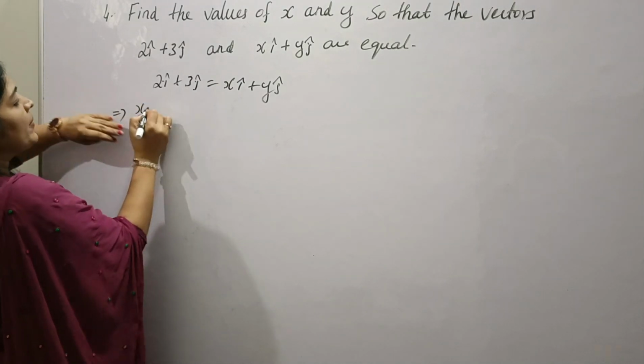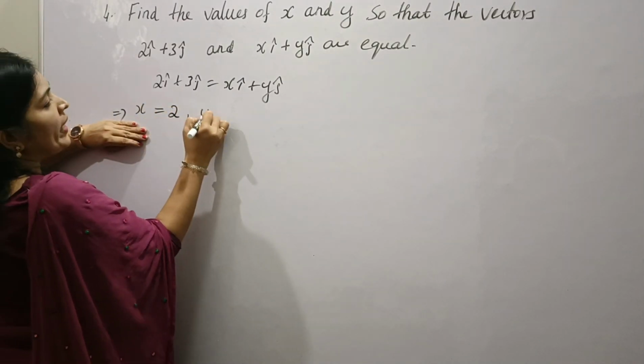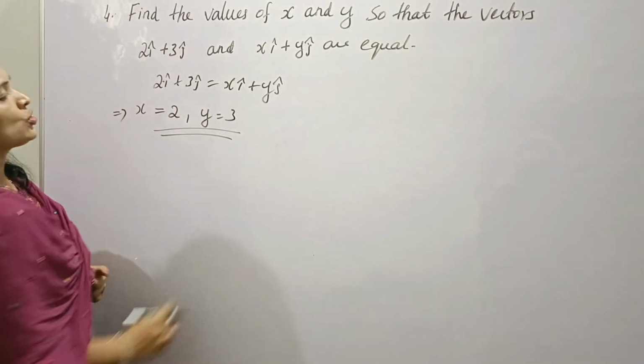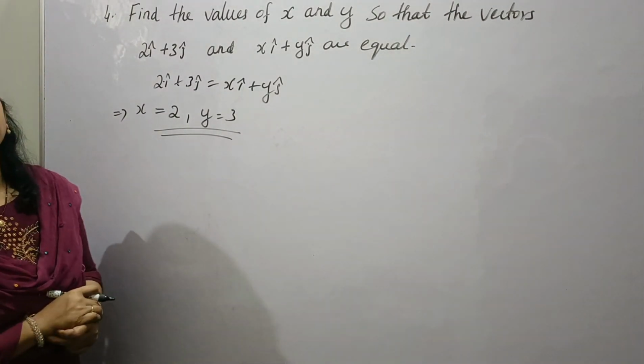Therefore, here we will get x is equal to 2, y is equal to 3. That's all. So, values of x and y are 2 and 3 respectively.